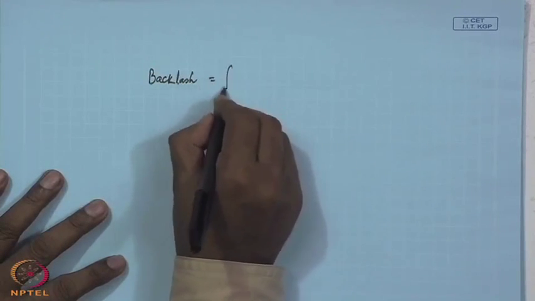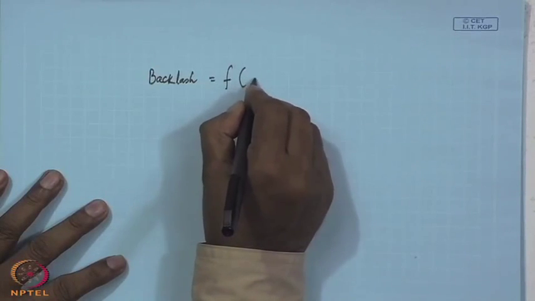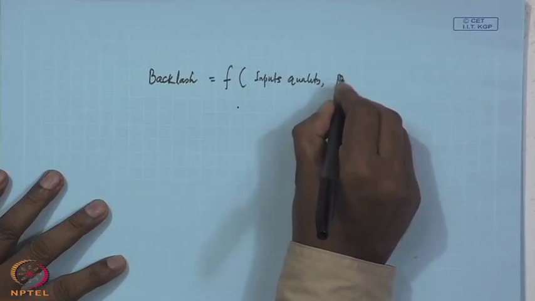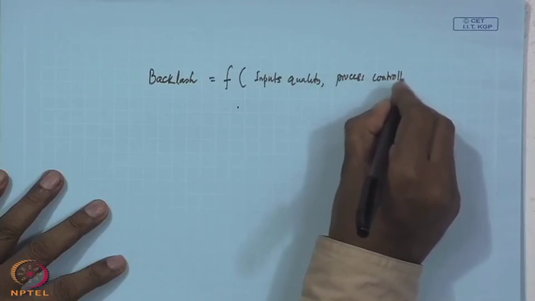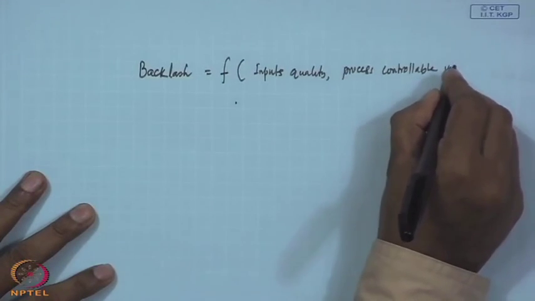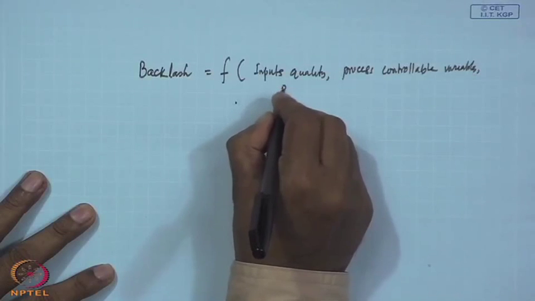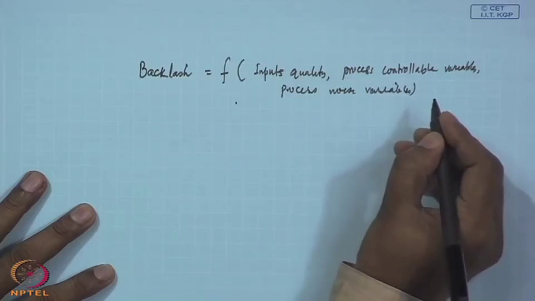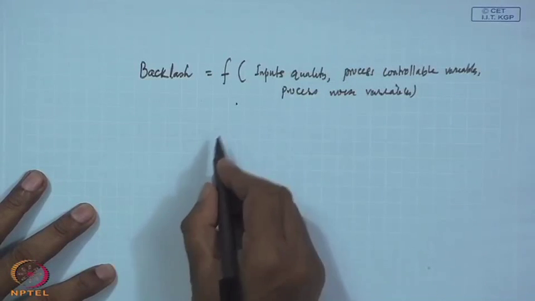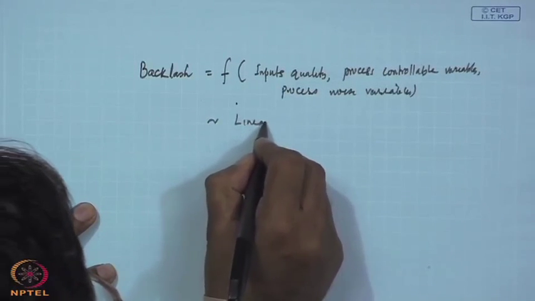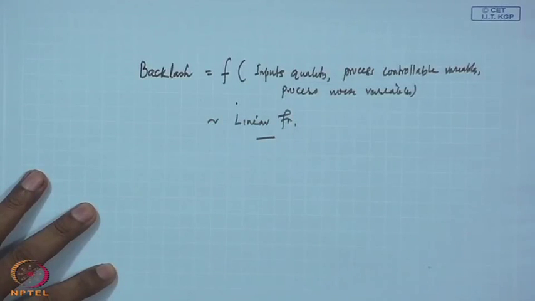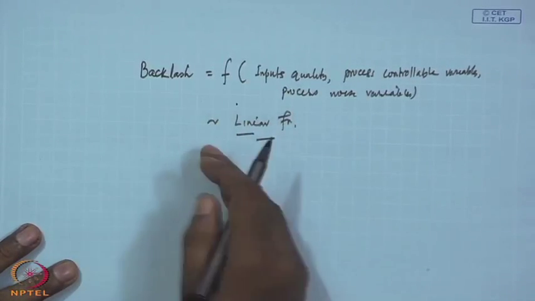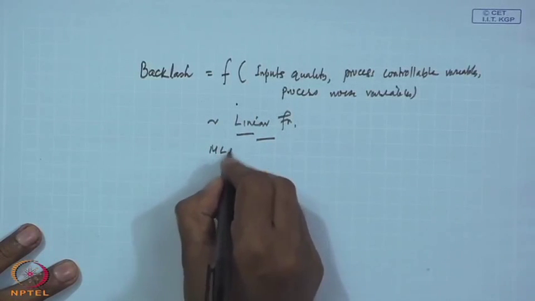So, essentially what we want to do, we want to say that backlash can be a function of that input quality, can be process controllable variables, and process noise variables. And this function, we are saying it is a linear function. So, we definitely test the linearity as well as other assumptions related to MLR, that is multiple linear regression.